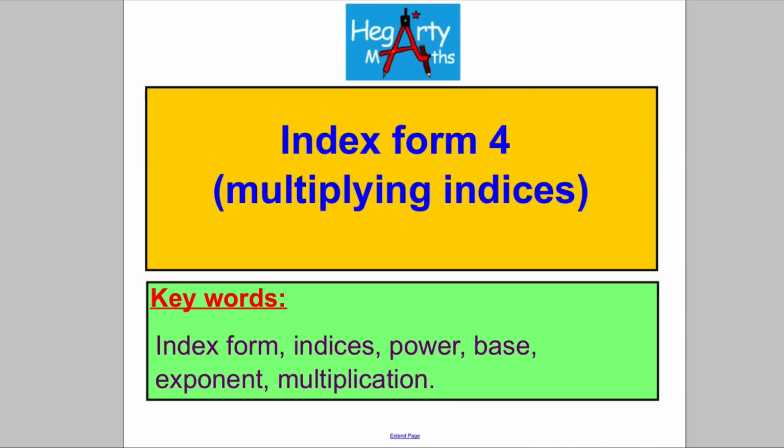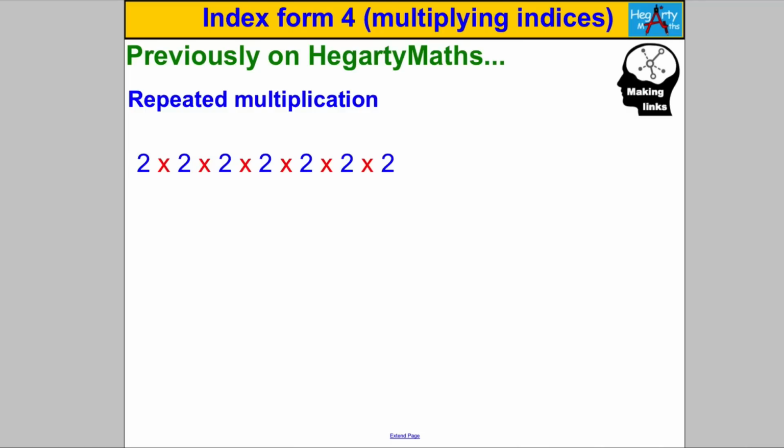It's Mr. Hegarty here and this is our fourth video on index form. This time we're going to be talking about multiplying indices and trying to generate a rule for that. So to start with, I've introduced to you index form. How would a mathematician usually write 2 multiplied by 2 multiplied by 2, 7 times? Well, they would write 2 to the power of 7, wouldn't they?